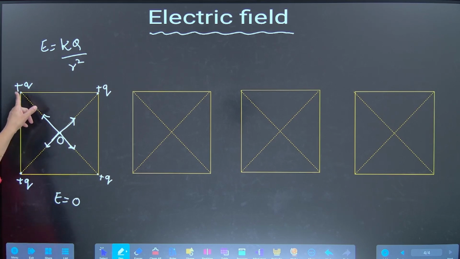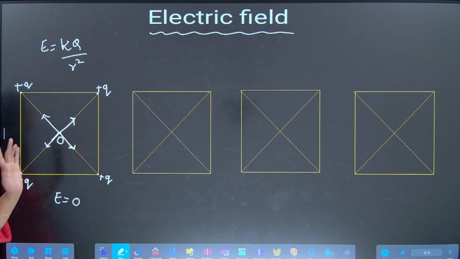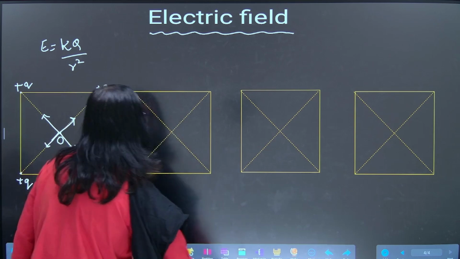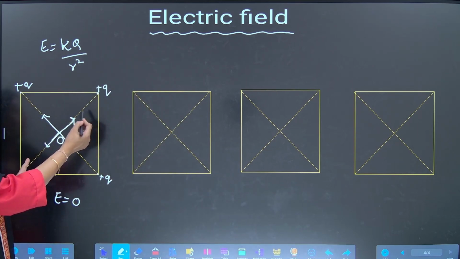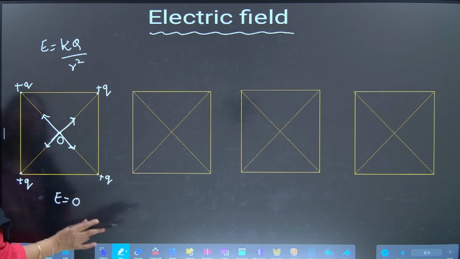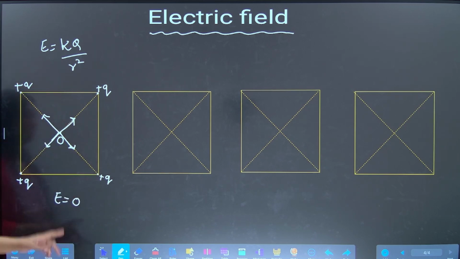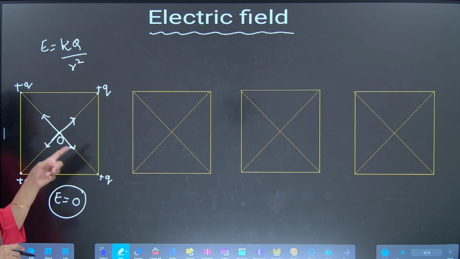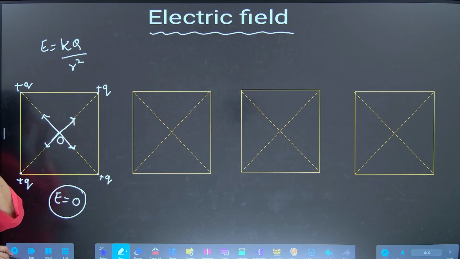Why? You see on this diagonal, magnitudes will be same for these two. For this diagonal, magnitude will be same for these two. Fine. So what will happen? Their magnitudes will be same, directions are opposite, so here the electric field is 0. So total electric field is 0 for such multiple choice questions. Is it clear? Provided all are positive and all have the same magnitude.